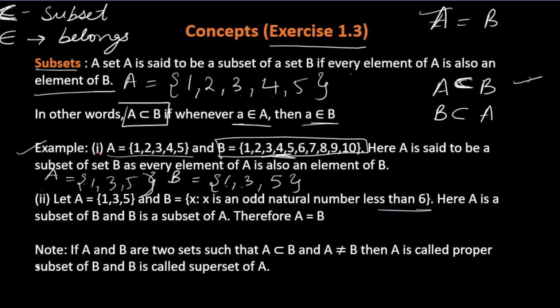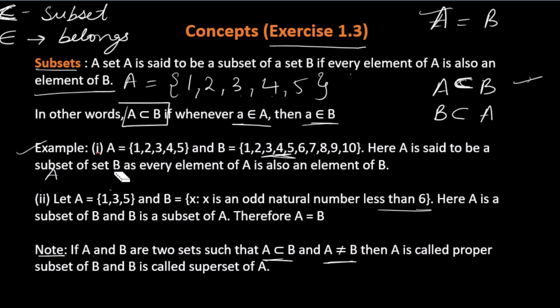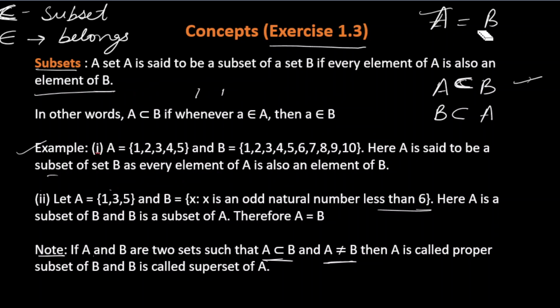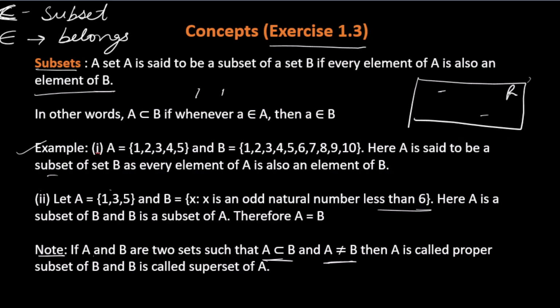Now let's see one note. If there are two sets A and B such that A is a subset of B, and both the sets are not equal to each other, then A is called a proper subset of B and B is called a superset of A. We will understand this from the examples I have discussed. In the first example, A is a subset of set B. I showed you a figure like this: suppose this is set B and here we have another set A, because set A was the smaller set. So both the sets are not equal.